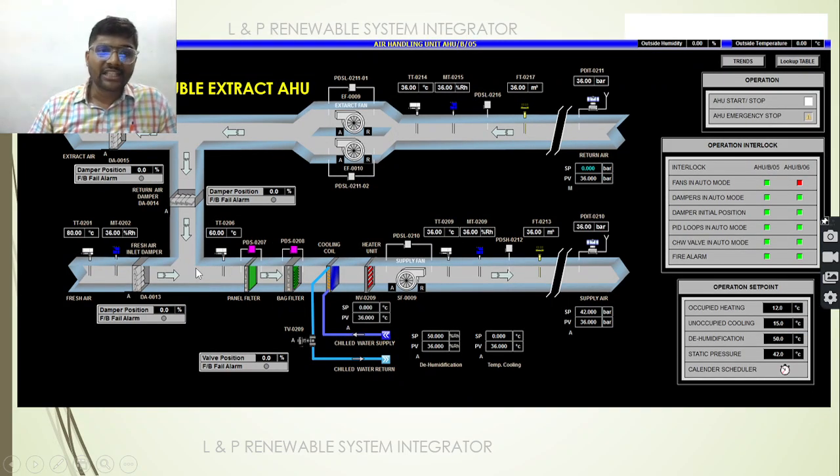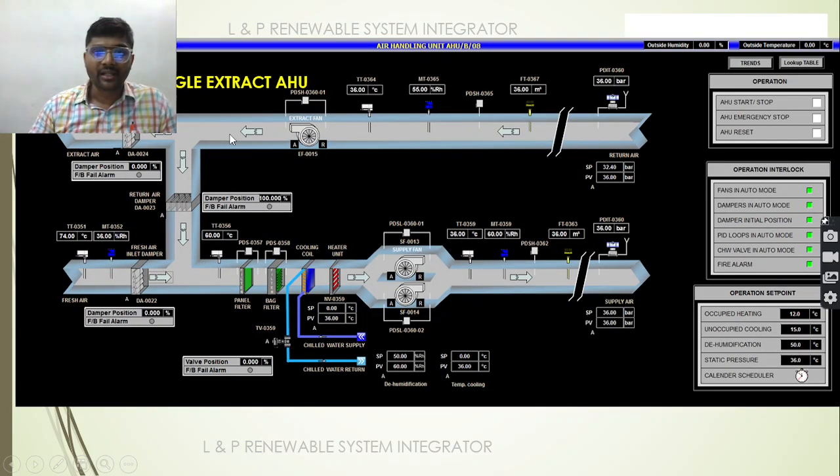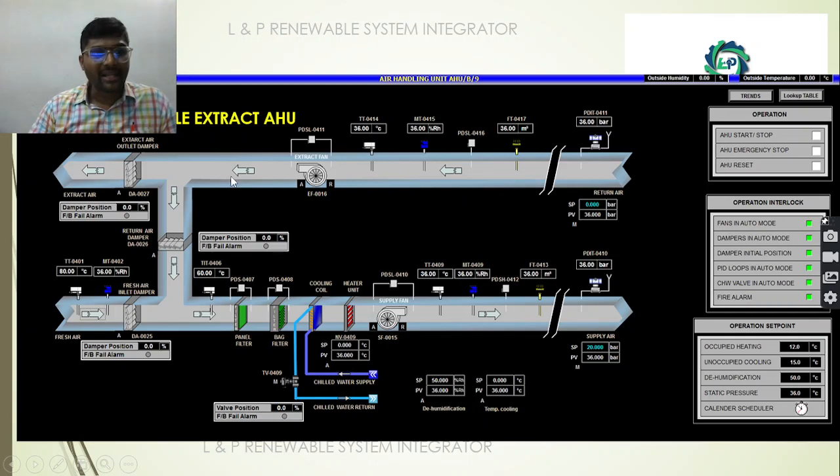And this is a single supply, double extract type. So we have a single supply fan and double extract fans. This is a double supply, single extract model, and this is a single supply, single extract model.